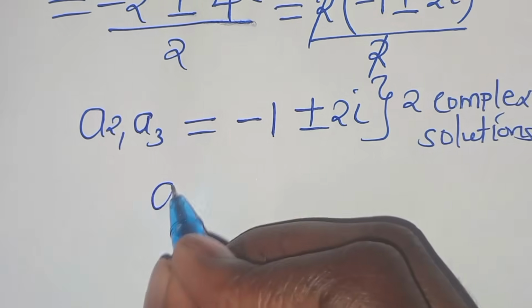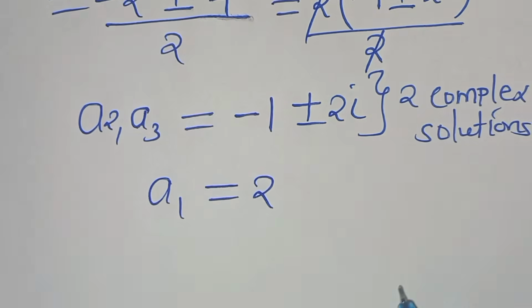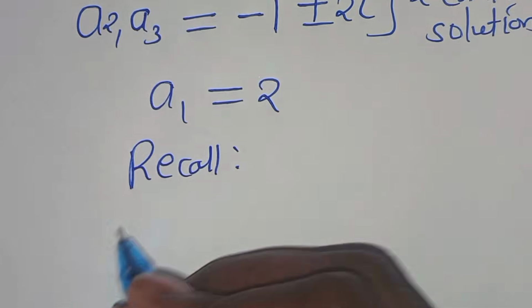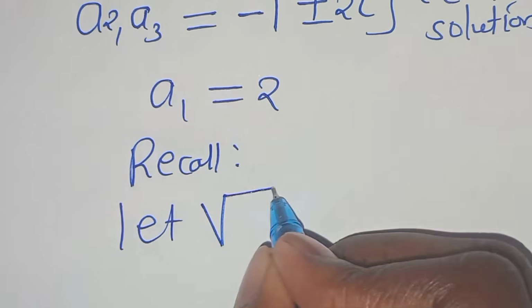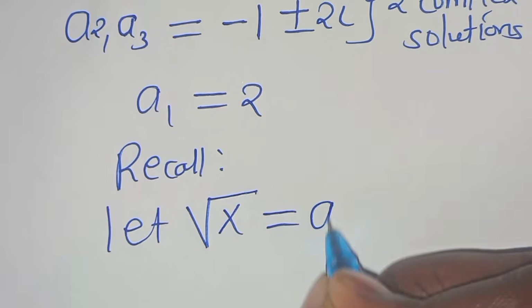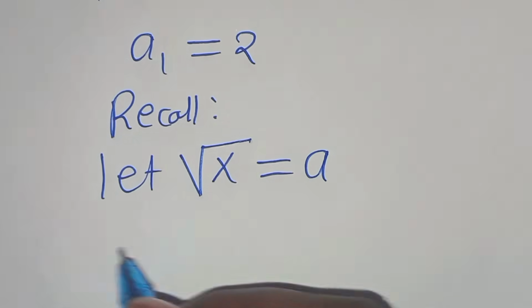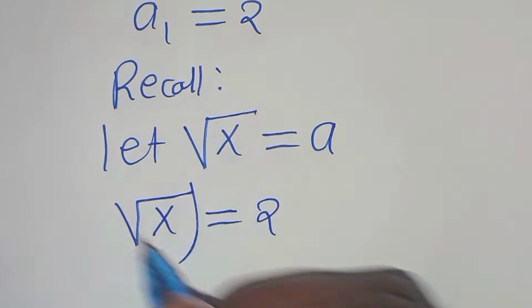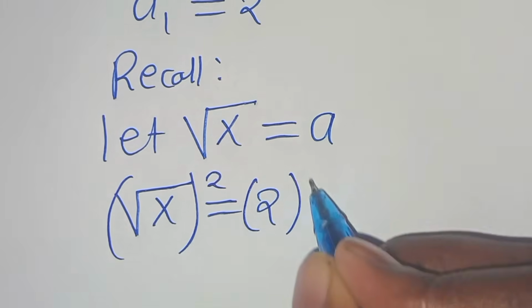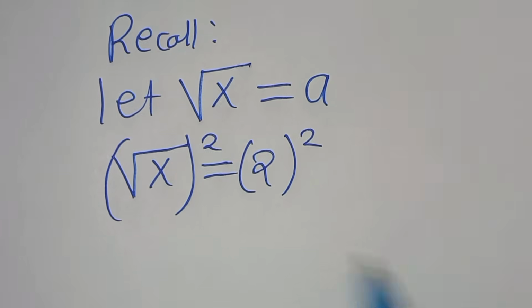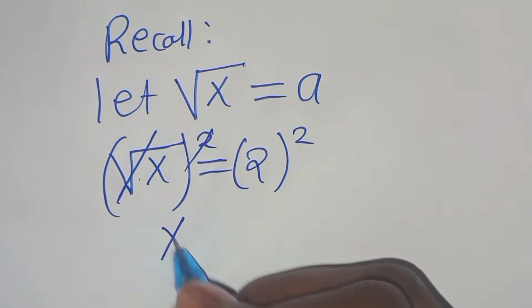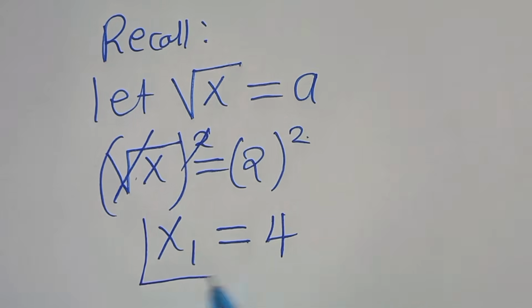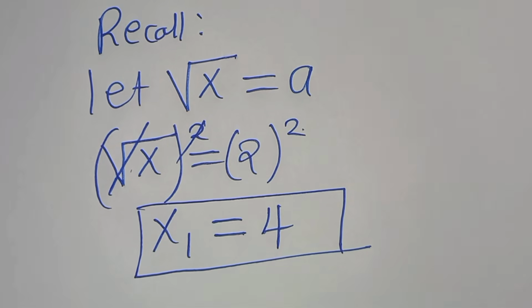We have that a1 is equal to 2. Now, if you recall, we have seen that we let square root of x be equal to a. Let's substitute a so that we have square root of x equal to 2. So let's square on both sides from here. And this implies that we have x1 is equal to 2 squared, which is 4. So this is the value of x1, equal to 4.